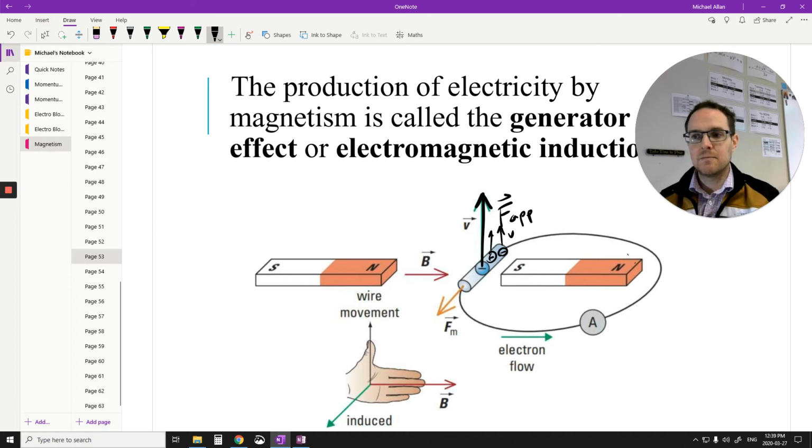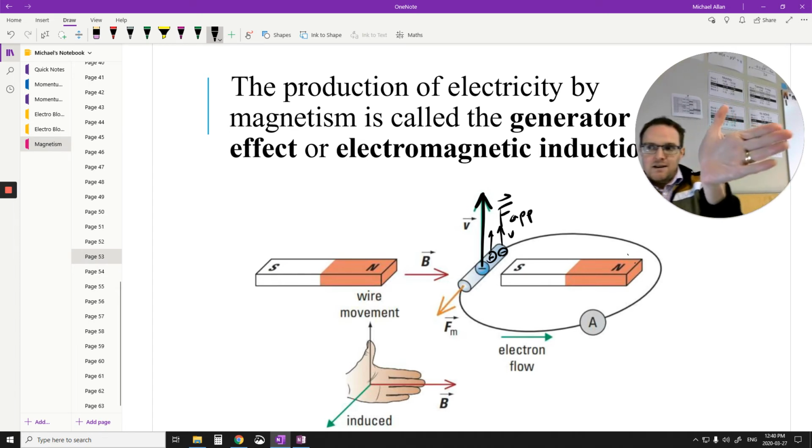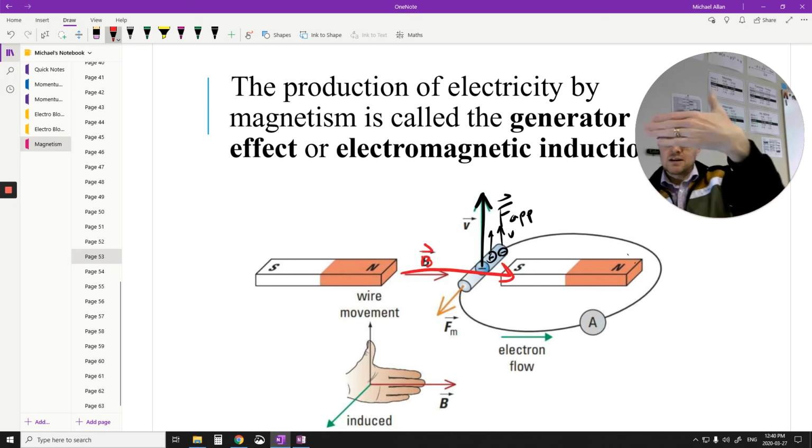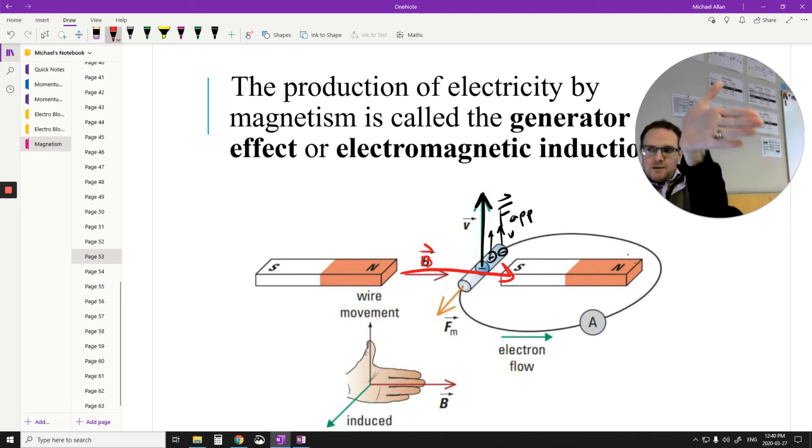Okay? So since they're moving upwards, because I'm moving them upwards, I'm going to put my thumb in that direction. So I'm going to use my left hand because it's negatively charged. Then I can put my fingers in the direction of the magnetic field. You can see in the picture that my magnetic field is going from north to south, like it always does. Right? So I'm going to put my fingers in that direction, my thumb upwards.